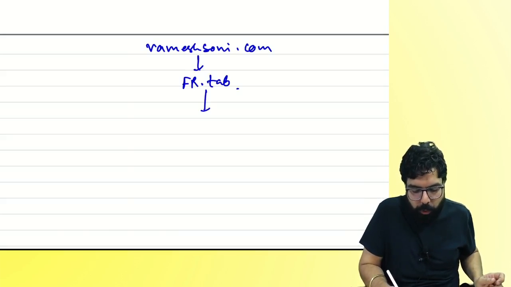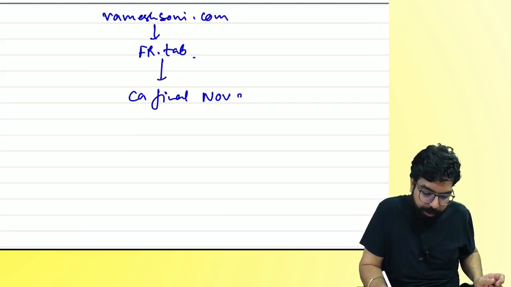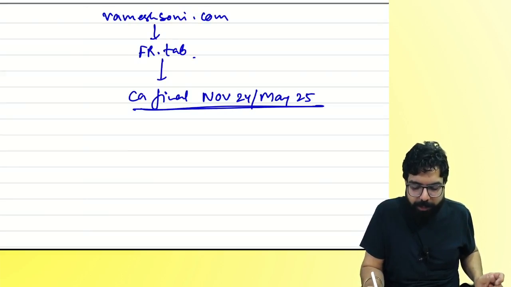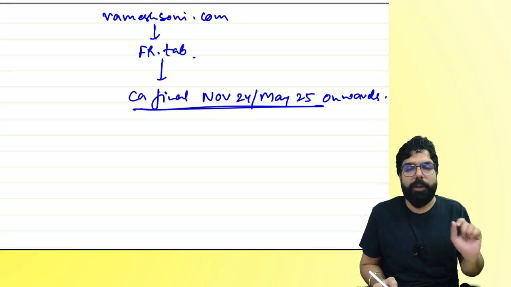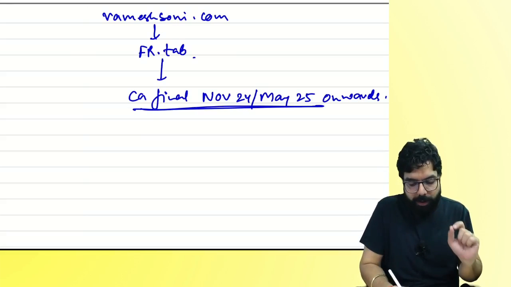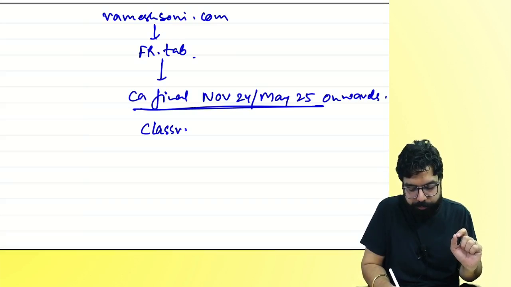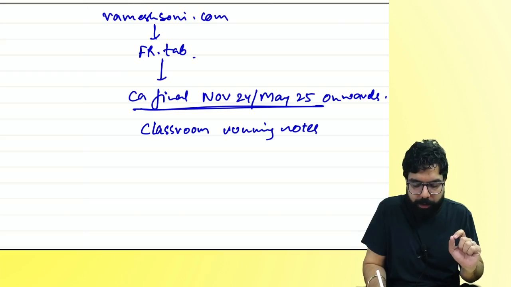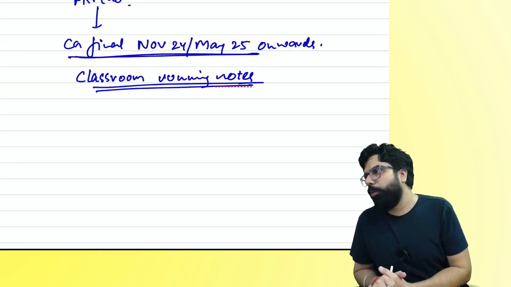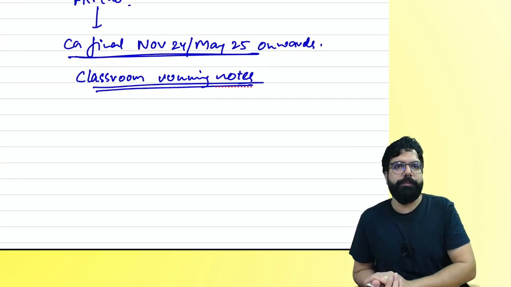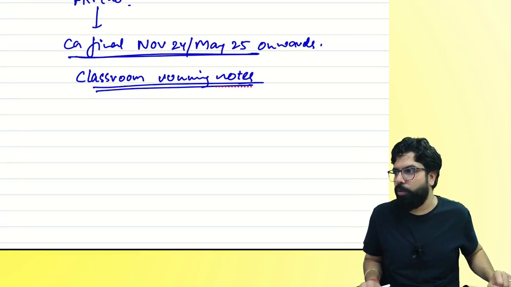In that, you can go to the CA Final November 24 / May 25 folder, which is there. May 25 onwards attempt basically. When you go to this folder, you will be seeing classroom running notes. From there, you can go ahead and download the classroom running notes, which we are currently using in the class. Are we clear, everyone? Is this point clear to all?